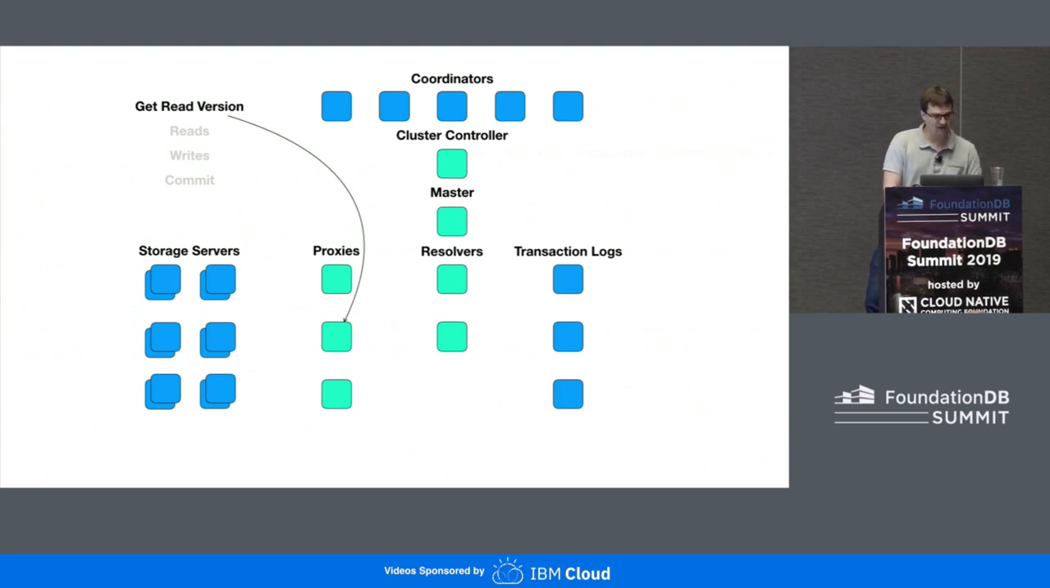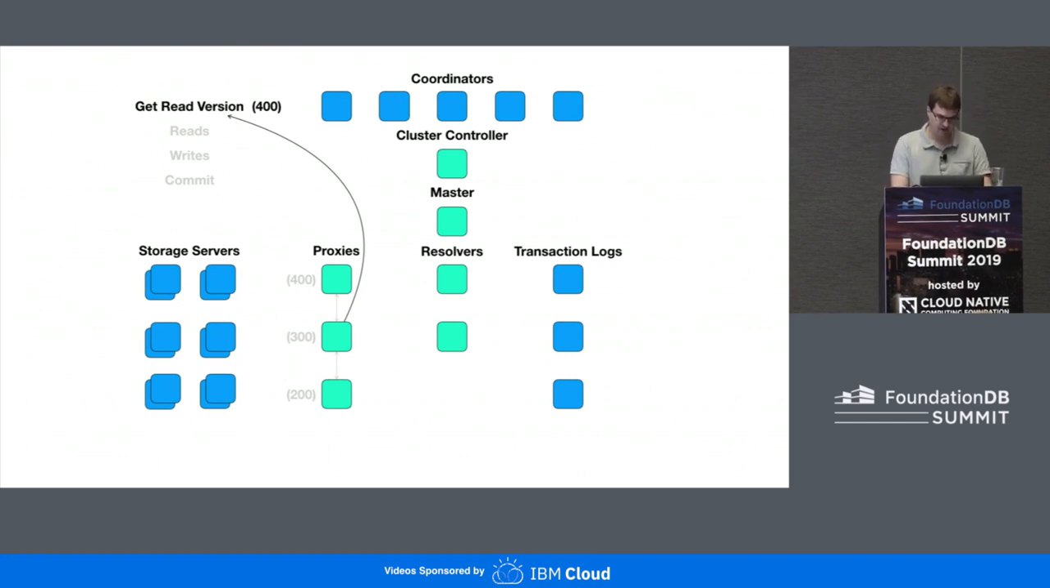When I was explaining how read versions worked in FoundationDB last year, I didn't really tell the full story. Basically, the way I explained it last year was that a client sends a request to one of the proxies. That proxy asks the other proxies if they've seen a bigger version. All of that is aggregated together, and you send the biggest number back to the client.